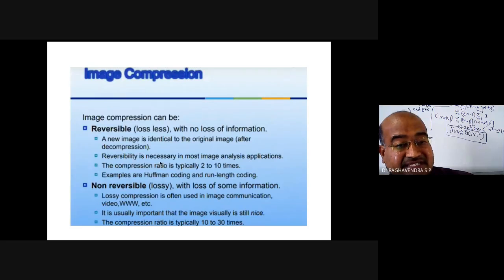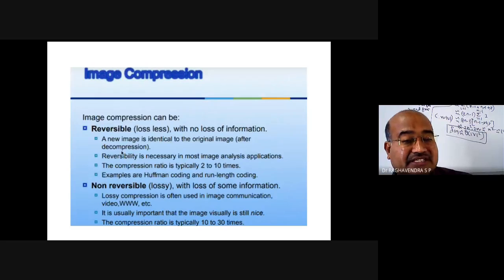Reversibility is necessary in most image analysis applications, because if you send an image and some information is lost, it will not be usable. That is why in all the major image application areas, the reversible mechanism is popular and used. The compression ratio is typically 2 to 10 times. Examples of reversible compression are Huffman coding and run length encoding. I will explain Huffman coding later, and run length coding I will explain now, in the next slide.